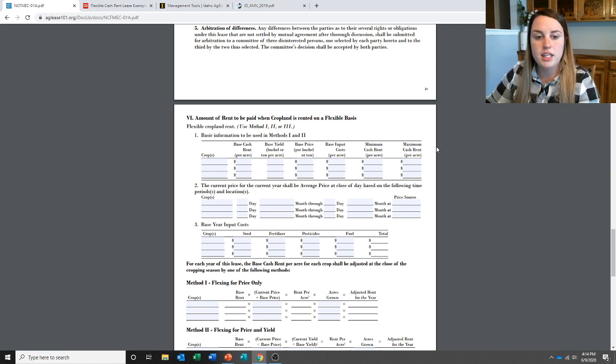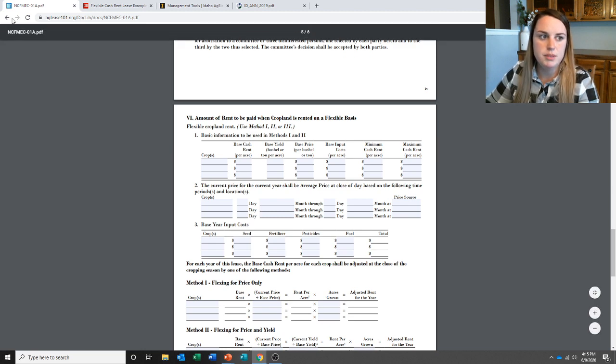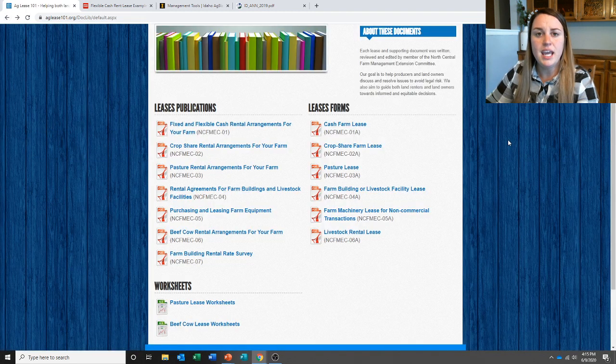And that way you can describe everything if there is an issue that arises, which I hope there isn't, but at least you'll have written documents available to you. And you can always refer to it if there is an issue to say, you said in the lease this. And so I just really wanted to show you that.